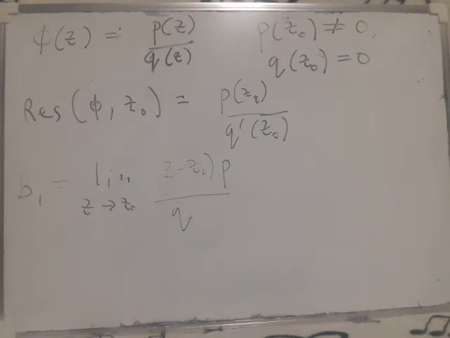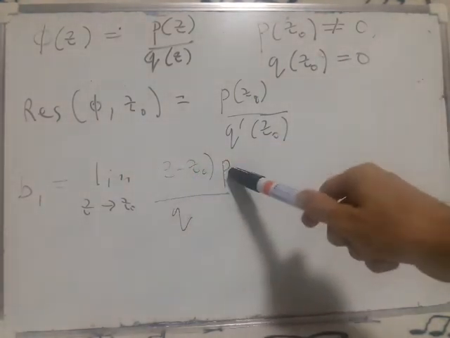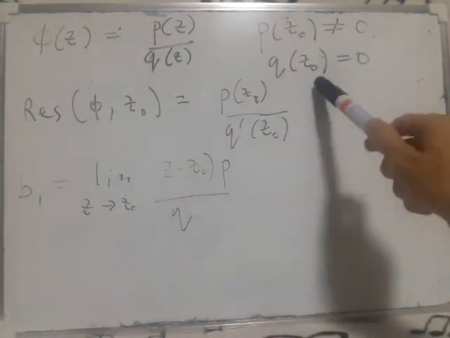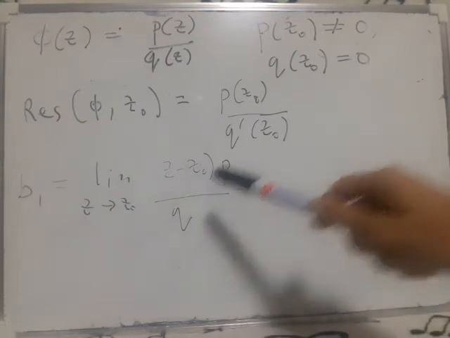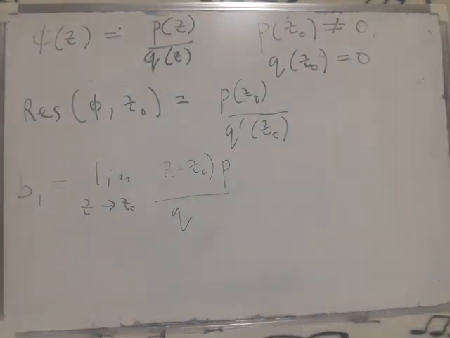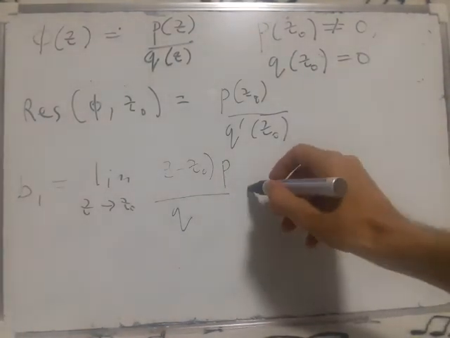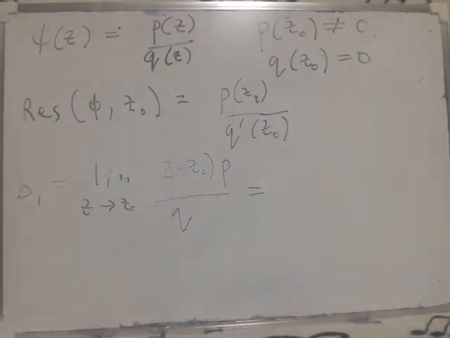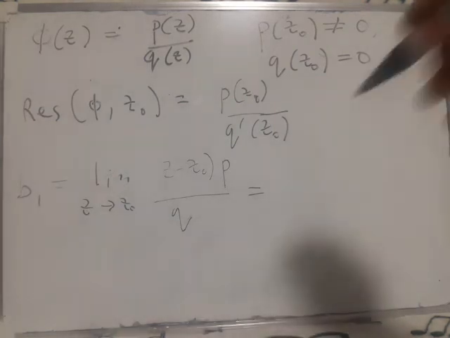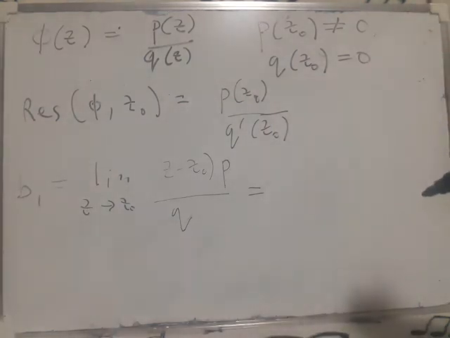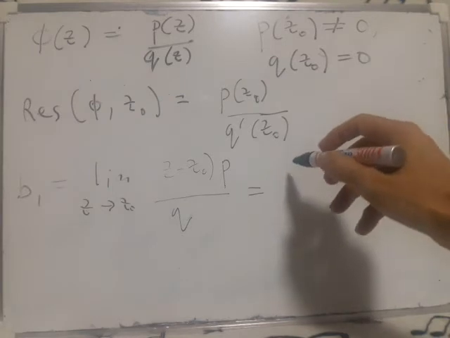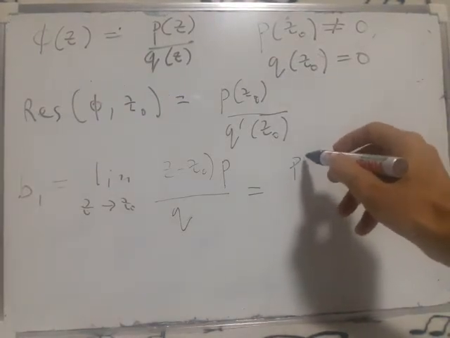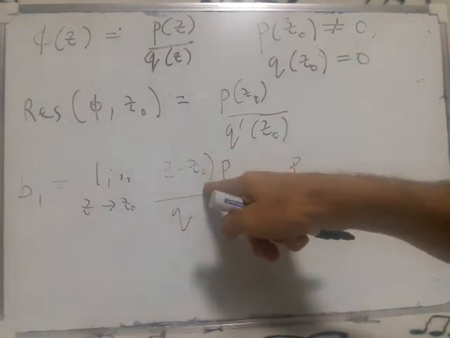Now this is 0 when z is z0, and this is also necessarily 0. So we've got 0 divided by 0. So we use L'Hopital's rule. If we apply L'Hopital's rule, we take the derivative of the top. So what happens if we differentiate that? Well, we get p. So differentiate this, use the product rule.